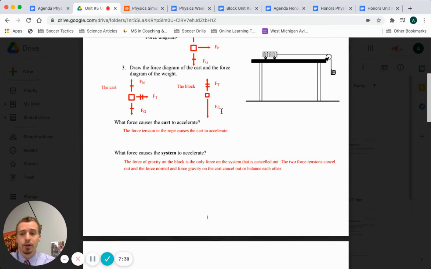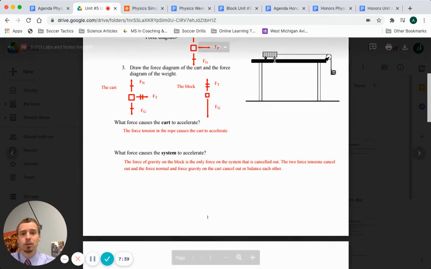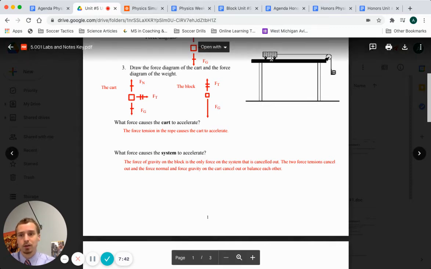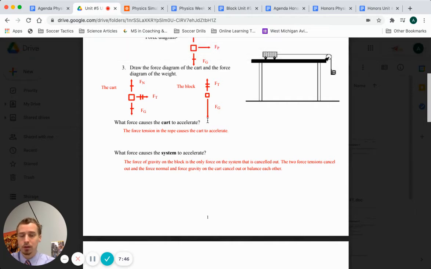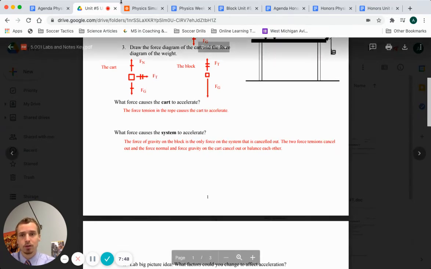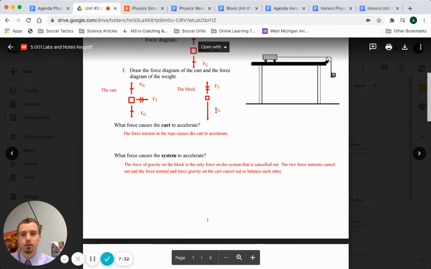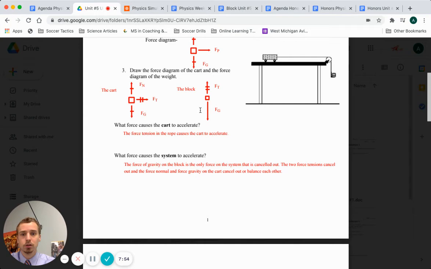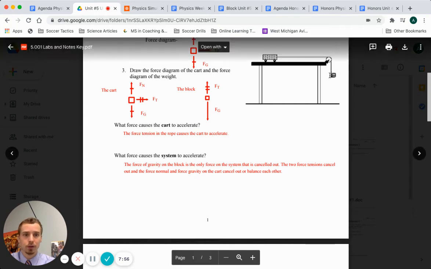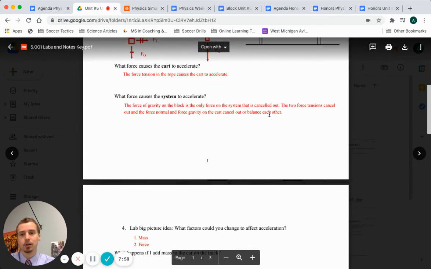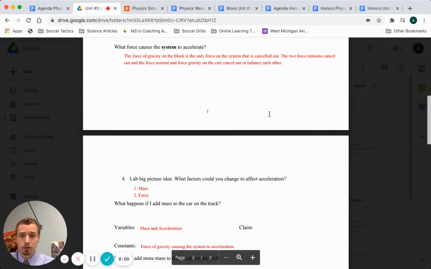So the reason that I'm pointing that out is if we want to change how much force is being applied to this cart, we would need to change this force of gravity, because that's what's causing the acceleration. So when you're doing the simulation, if you want to see the effect of force on acceleration, you need to change the amount of weight on this block. That's what the people in class are going to be doing.